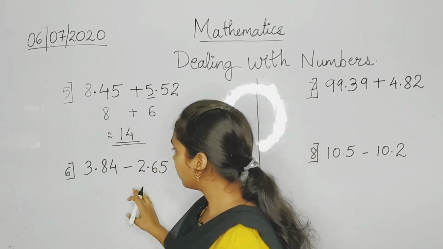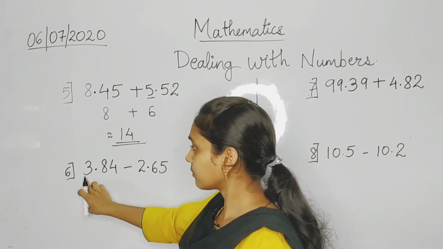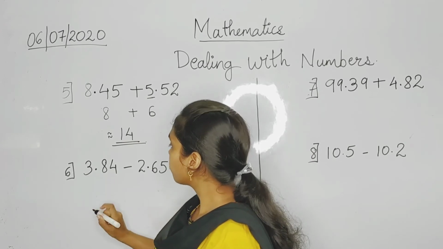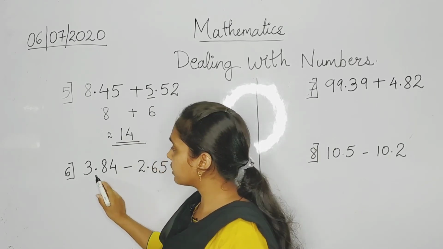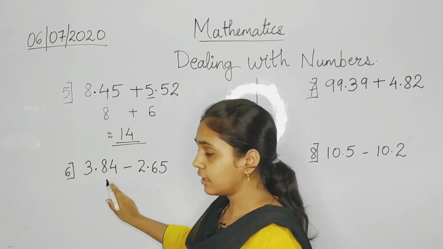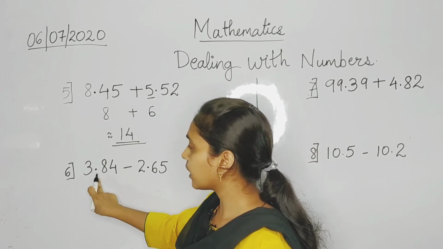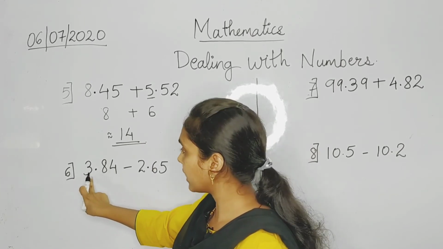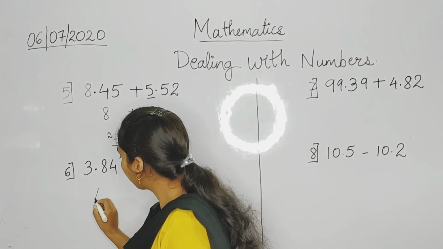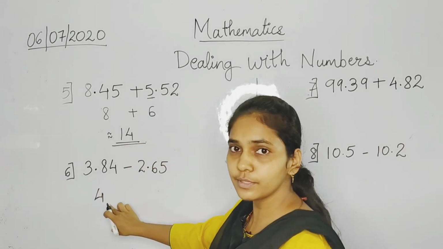Now the next example is a subtraction example. First we have to round off the first number. The first number is 3.84. First we check the number after the decimal point. The number after the decimal point is 8, and 8 is greater than 5. So we add 1 to the number before the decimal point. We add 1 to 3, and adding 1 to 3 becomes 4. So this decimal number after rounding off becomes 4.